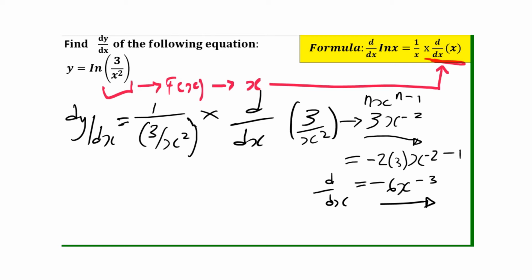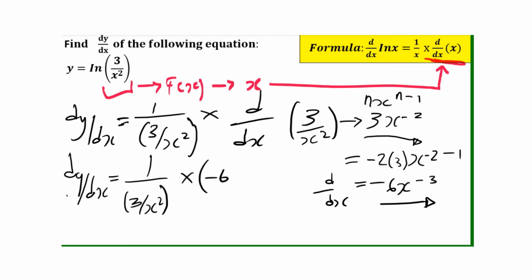So you go back to your original equation. You're gonna say dy over dx equals 1 over 3 over x squared, multiplied by open bracket negative 6x to the power of minus 3. This is your final answer. So always remember to change the fraction to standard form so that it is easier for you to solve it. That's the hint. Just note that.